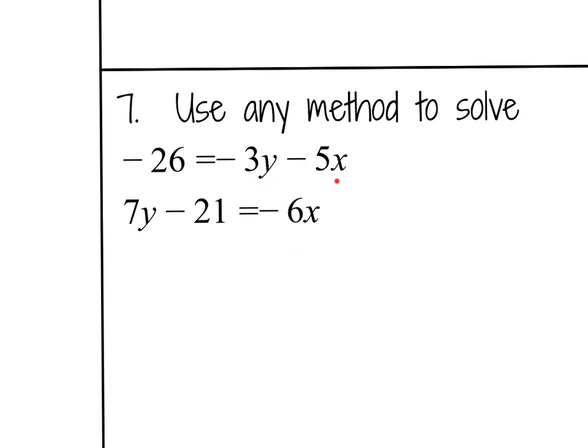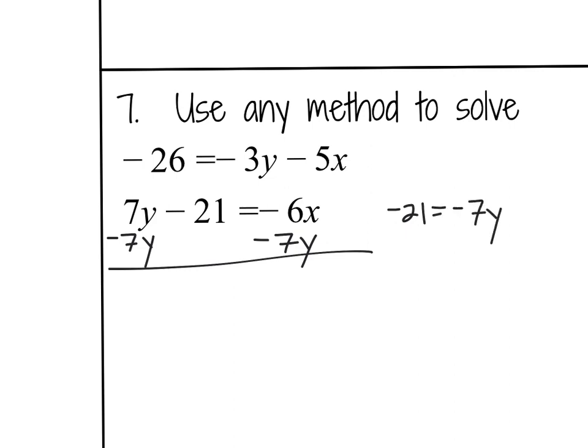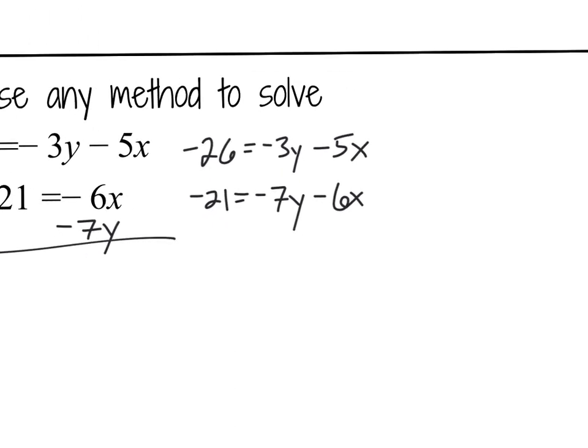This side has my y and then the x here, and so I'm just going to take this y and move it over here. So, to that end, I will be subtracting 7y from both sides, and that will give me the new equation of negative 21 equal to negative 7y minus 6x. The top one, of course, has yet to be touched, and so I have negative 26 equals negative 3y minus 5x. Now, of course, my choices are to get rid of the y's or to get rid of the x's.